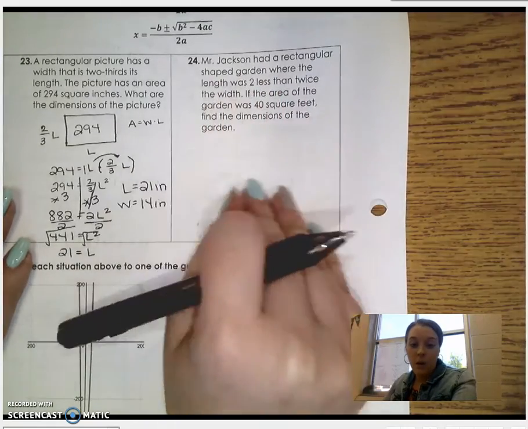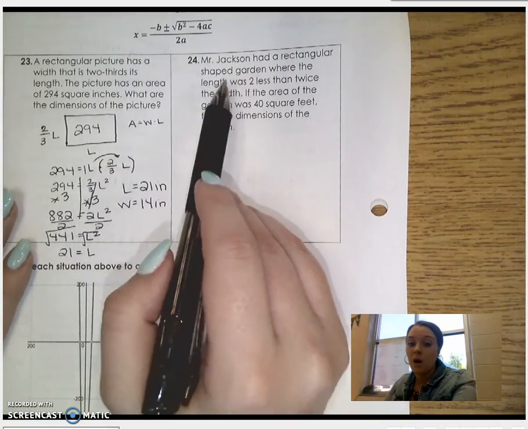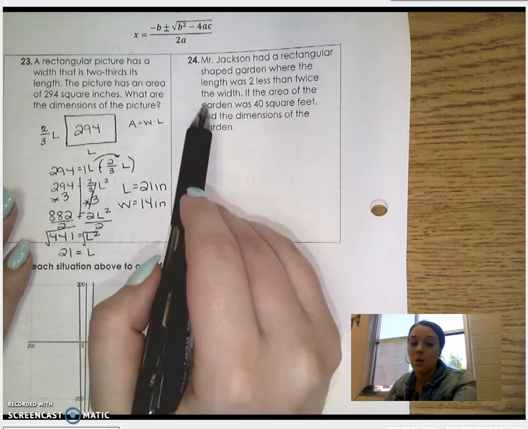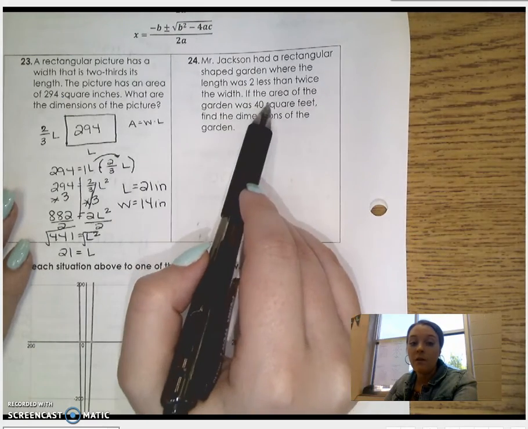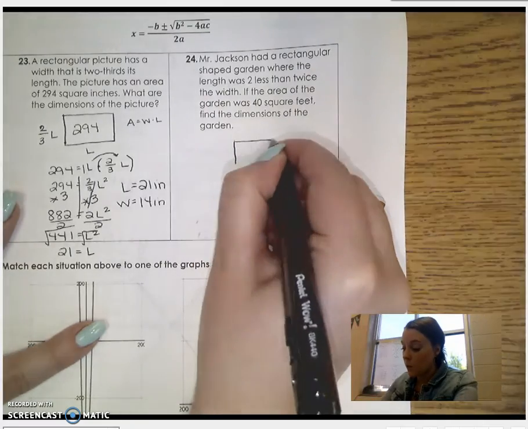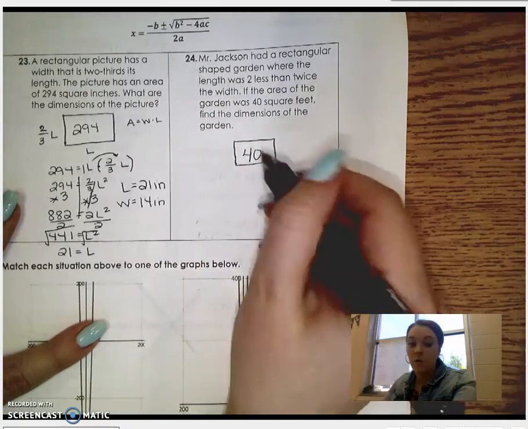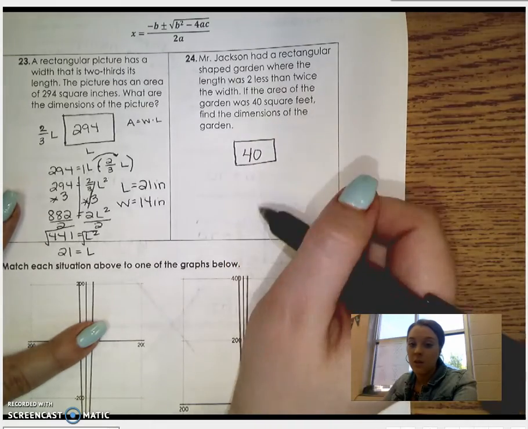Number 24, or the next quadratic word problem, says that Mr. Jackson had a rectangular shaped garden where the length was 2 less than twice the width. If the area of the garden was 40 square feet, find the dimensions of the garden. So once again, we are going to start with a picture. It tells us that the area is 40, so the length times the width has to be 40.